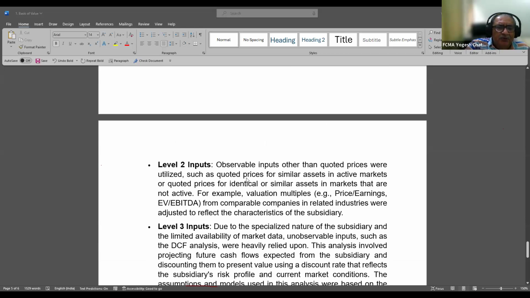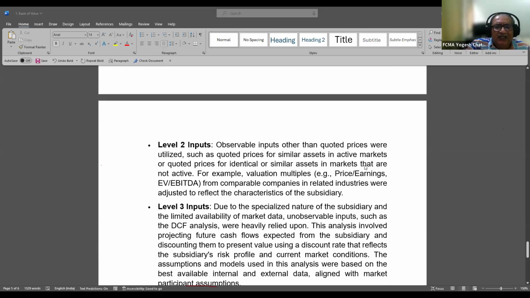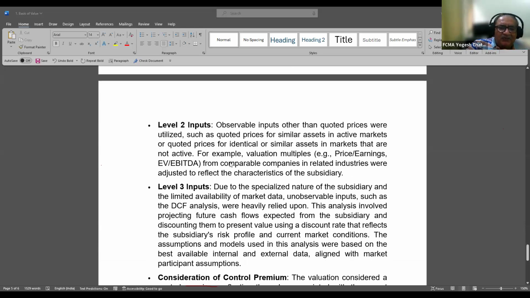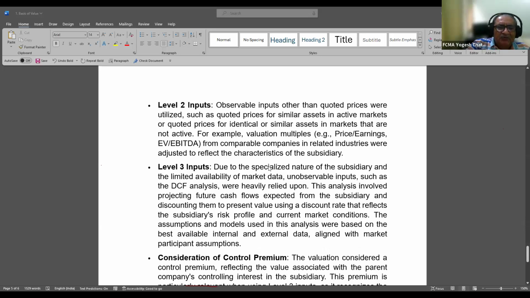Now level 2 input, that is observable input other than quoted prices, were utilized, like quoted prices for similar asset in active market or quoted prices of identical or similar asset in market that are not active. So a valuation multiple like price to earning ratio or enterprise value to earning before interest, tax, depreciation and amortization, EBITDA metrics, from comparable company in related industry were adjusted to reflect the characteristics of the subsidiary.